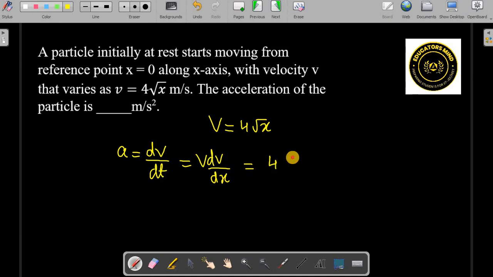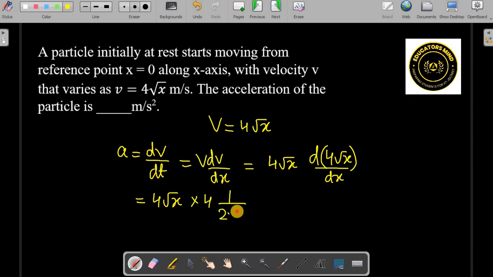So v is 4 root x, and then differentiate v. So differentiate 4 root x with respect to x. So what will happen? Let's do that. 4 root x, 4 will come out here. Root x is 1 by 2 root x. I think this root x is getting cancelled, isn't it? So we can cancel it. Root x cancel. So we are getting 16 meter per second square. So obviously, that's the answer, 16 meter per second square, right?